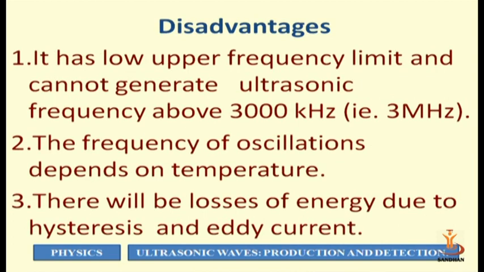These are the advantages. But each advantage has some disadvantage. First, the upper frequency limit is lower. The maximum frequency that can be generated is up to 3 megahertz. Above 3 megahertz there are ultrasonic waves. If we want to generate ultrasonic waves with a frequency of 3 megahertz or more, we cannot use this magnetostriction oscillator. We should go for a piezoelectric oscillator. So this is the disadvantage.